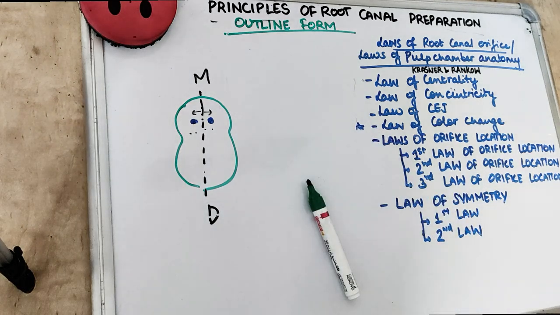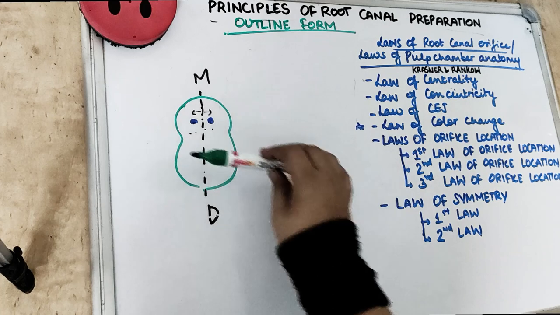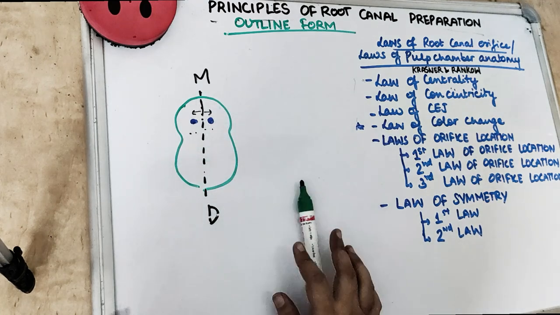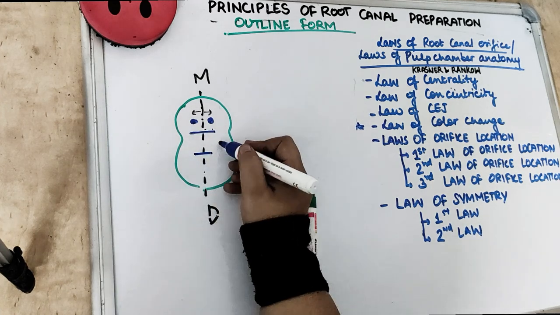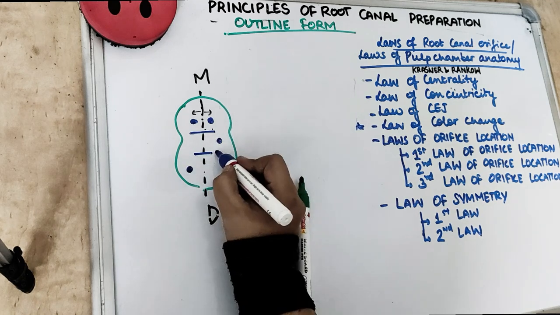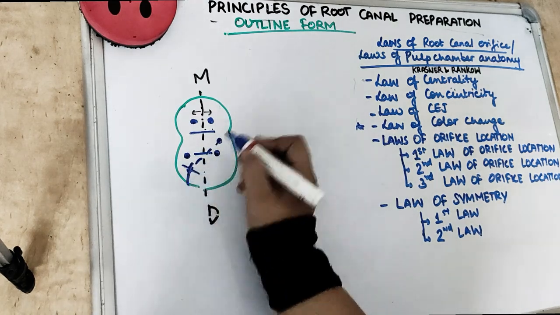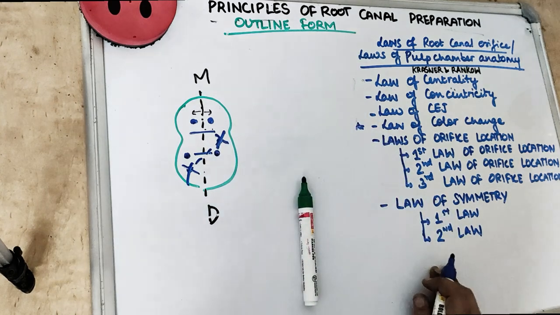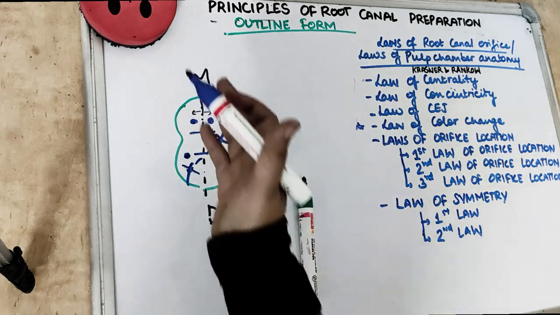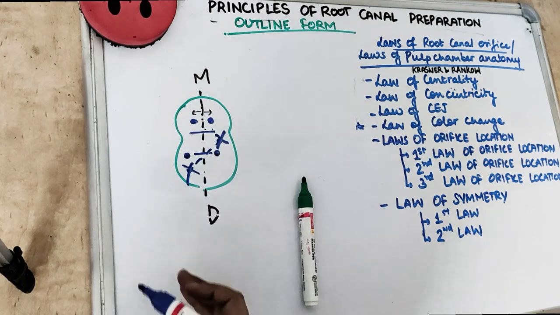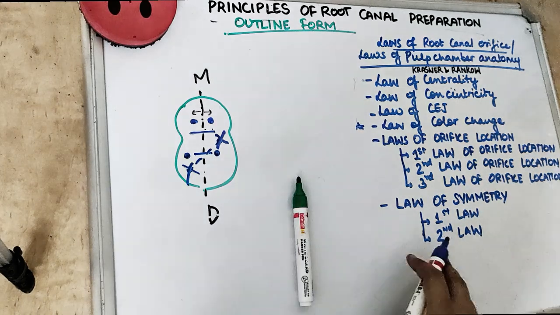Law of symmetry 2 states that the orifices are going to be present perpendicular to the line drawn. See, this is the mesiodistal line, right? If a line is drawn perpendicular to this mesiodistal line, the orifices are not present obliquely. So this is oblique, and this one is wrong. According to law of symmetry 2, the orifices are going to be present on a line perpendicular to the line joining the orifices lying in the mesiodistal direction across the center of the floor. So these are the laws of canal orifice, or laws of pulp chamber anatomy.